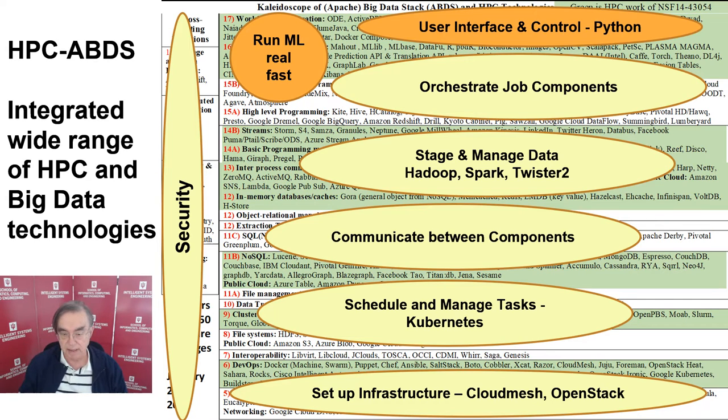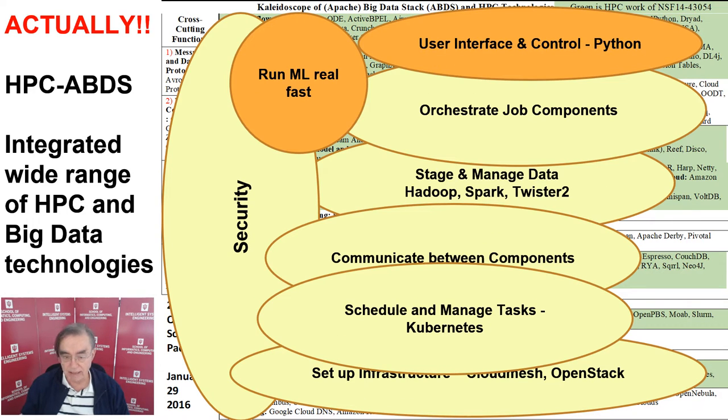All right, let's have a slightly more realistic view in the next slide. Okay, the next slide says, well, things aren't quite as clean. Everything has a bit of security in it. Machine learning running fast requires cooperation of lots of parts. The user interface permeates everywhere, as does orchestration and staging and communicating and scheduling and setting up the infrastructure.